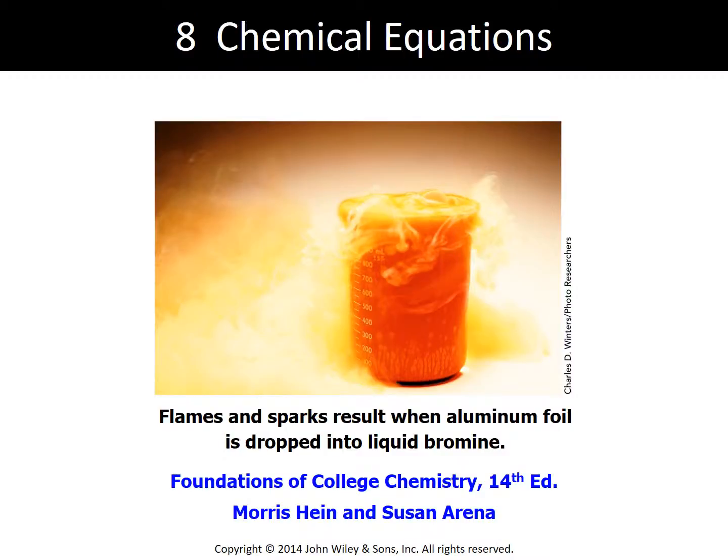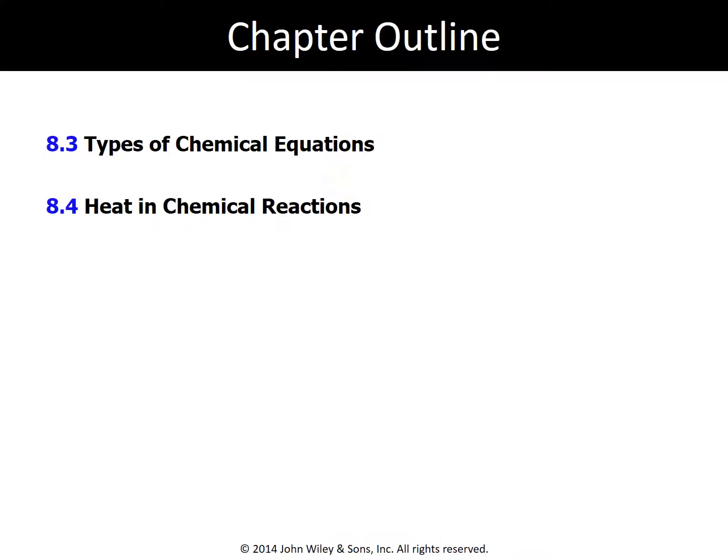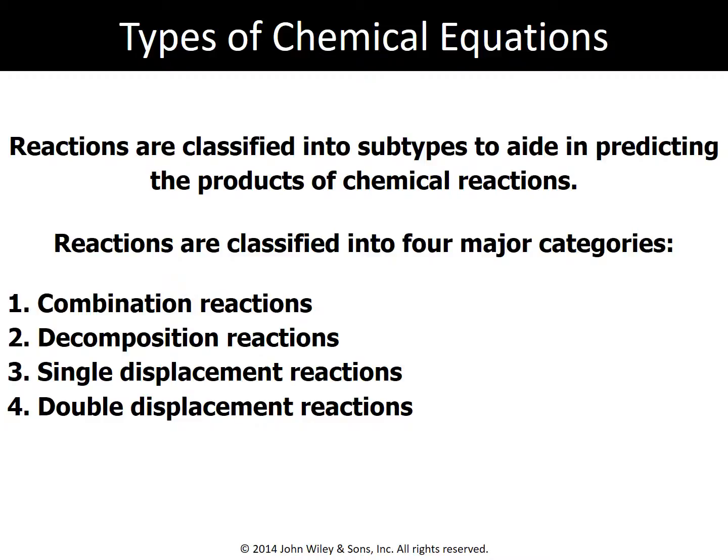This is going to be our last video from Chapter 8, looking at sections 8.3 and 8.4, types of chemical equations and heat in chemical reactions. We've now worked on balancing different chemical equations. We are now going to talk about how they're classified, and these are the four main that you're going to need to be able to identify based on structure. So we have a combination, decomposition, single displacement, and double displacement.